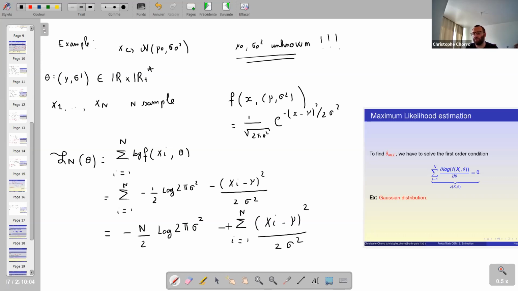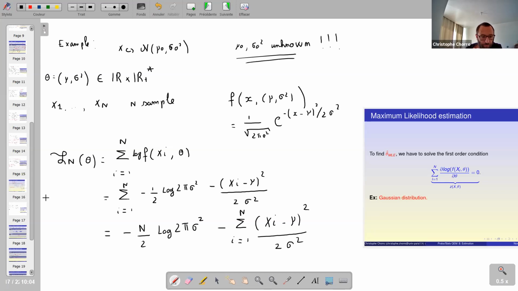So you have here the log likelihood in the Gaussian case, something that you have to be able to compute very quickly for the final exam, because it's a classical situation here. I compute the log likelihood in the Gaussian case, and I obtain exactly this.